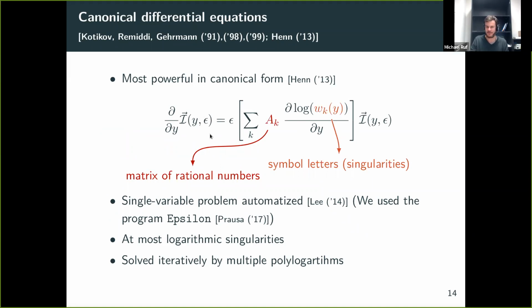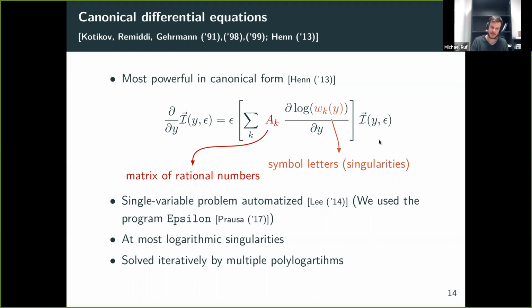It is basically written in this form: if you take derivatives of this canonical basis, the dimensional regularization parameter will factor out. You will get some logarithmic residues, some logarithmic singularities, and in front of them you will get some matrix of rational numbers. And the nice thing is that we have a single variable problem, and for this there is actually an algorithmic way to find this basis, if it exists, that is.